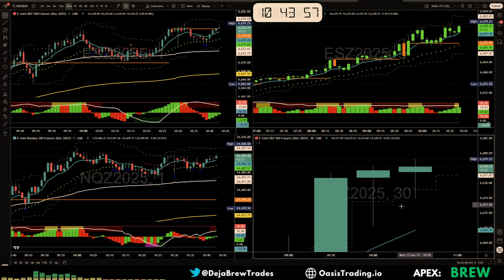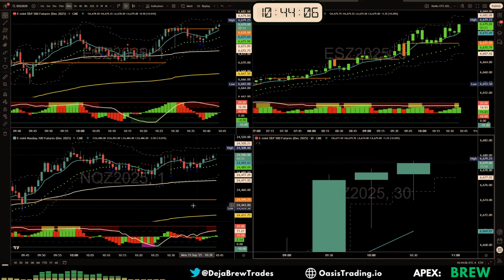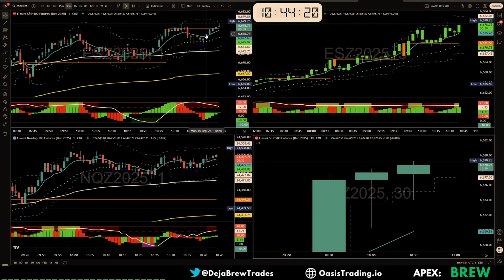Still outside the upper band, so still inside of that vertical distribution. Funny enough, I was looking at NASDAQ here, trying to give you guys an idea of a trap signal. There's actually one right here on ES. You see how it goes below the midline, then comes right back and bounces right off that trail? That's the trap signal right there.